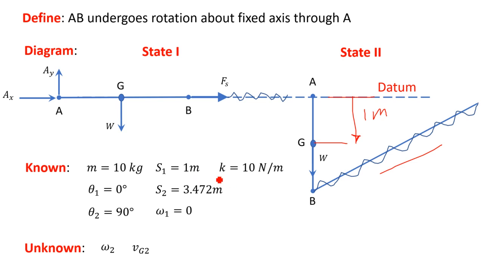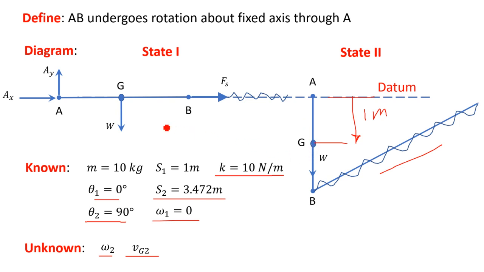Okay, and the mass is 10 kilograms. The S1 is 1 meter. The K is equal to 10 Newton per meter. And theta 1 is 0, theta 2 is 90 degrees. The S2 is 3.472 meters. And the omega 1 is known as 0. The omega 2 and the VG2 are going to be required.